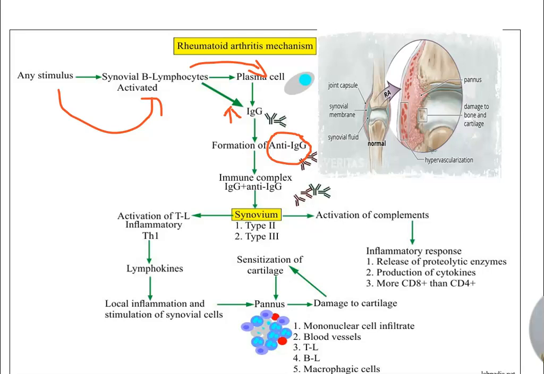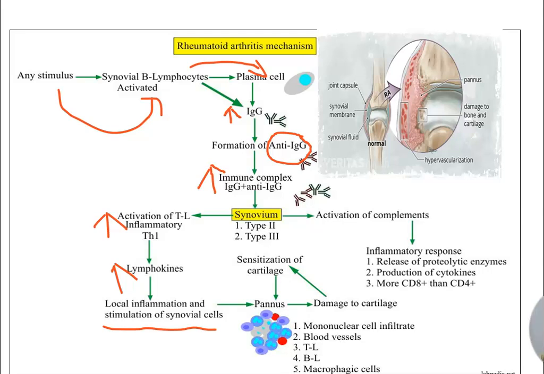So all these things will lead to the formation of antigen antibody complexes. That's why we'll see more formation of immunocomplexes like immunoglobulins plus anti-immunoglobulins. Generally all these antigen antibody complex mechanisms will take place in the synovial fluid or in the synovial cartilage. In the synovium we'll see more activation of T lymphocytes. When these T lymphocytes are activated, automatically we'll see more production of lymphokines, and at a later level we'll see local inflammatory processes and stimulation of the synovial cells.